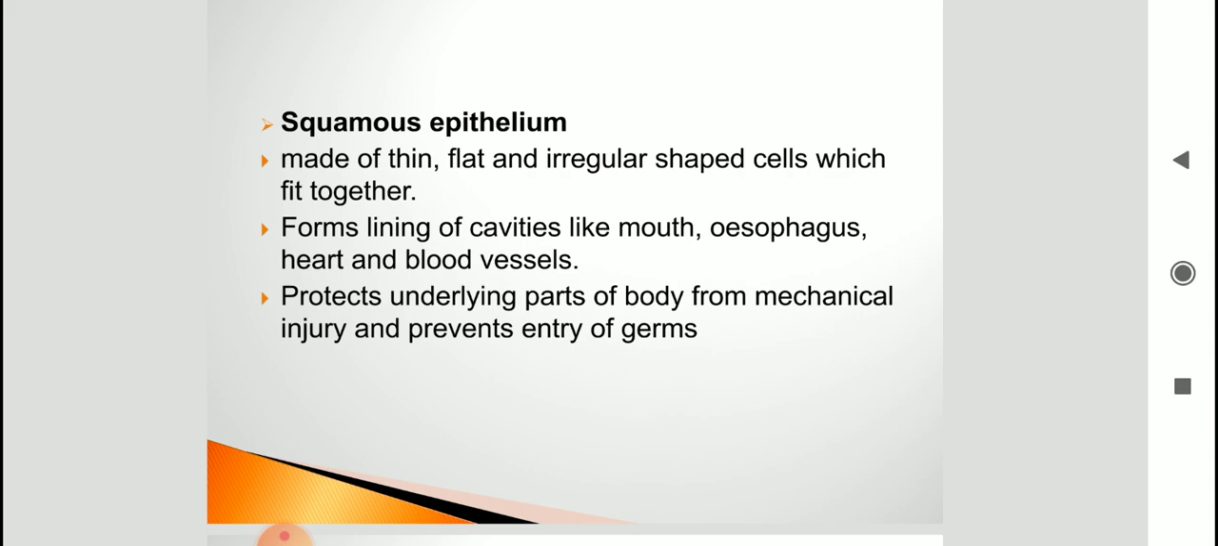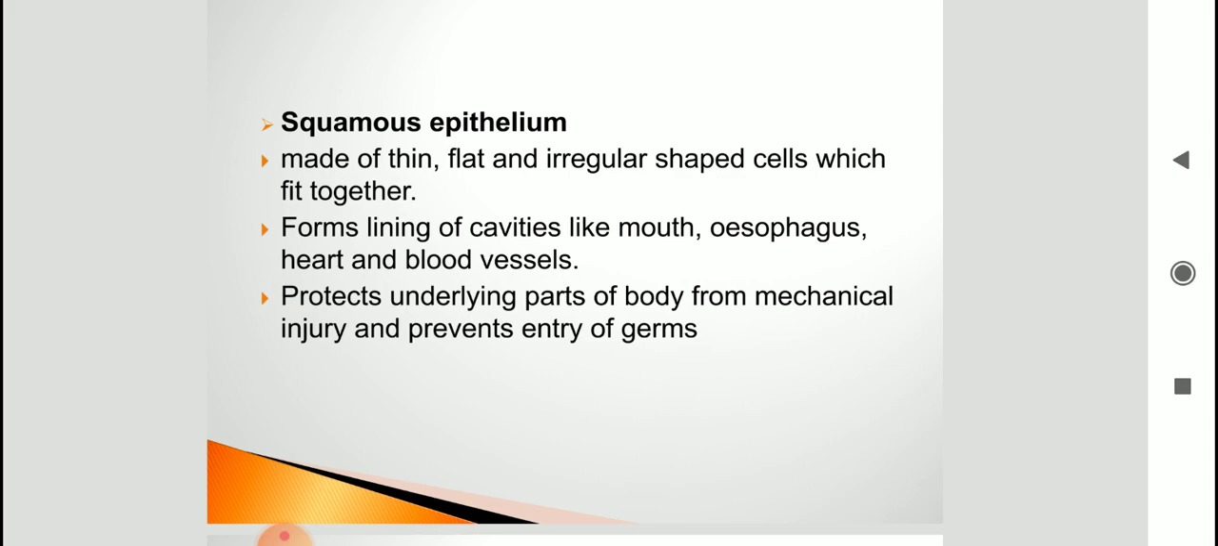Where they are found, they form lining of cavities like mouth, esophagus, heart and blood vessels. Children, mouth you all know. Esophagus is the food pipe. So when we swallow the food, it moves through the food pipe into the stomach. The other name for food pipe is esophagus. All the linings of esophagus, linings of the heart, blood vessels, they are made up of squamous epithelium.